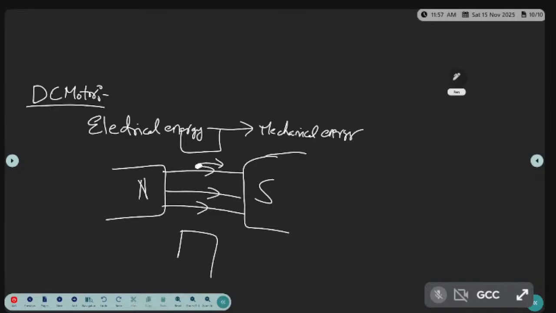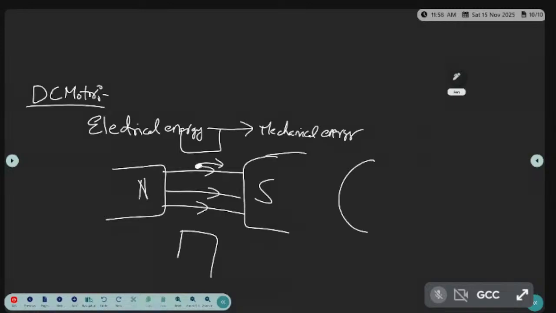A conductor carries the current, which is placed in a magnetic field. What happens? It will experience a force. How is the force? How is this rotor?